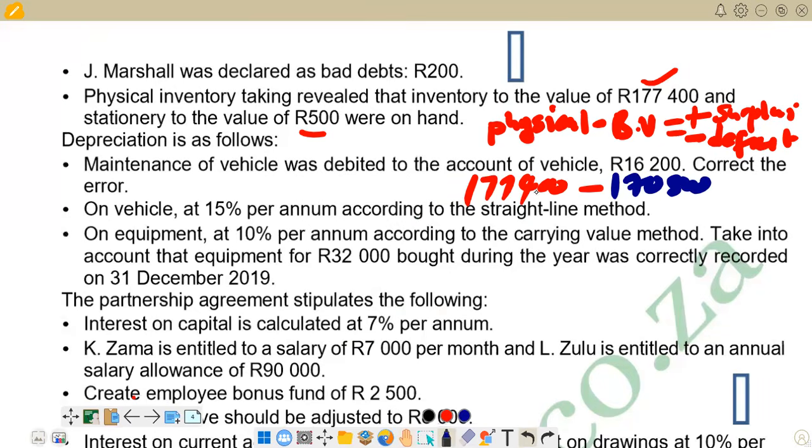If you look at the figure that we are having, we are seeing that the physical figure is greater than the book value figure. So it means it's a positive answer that you are going to get there, which is a surplus. So it's going to be under other income. So we can just go and summarize that working and put the answer that we have there. So we go to the answer section.